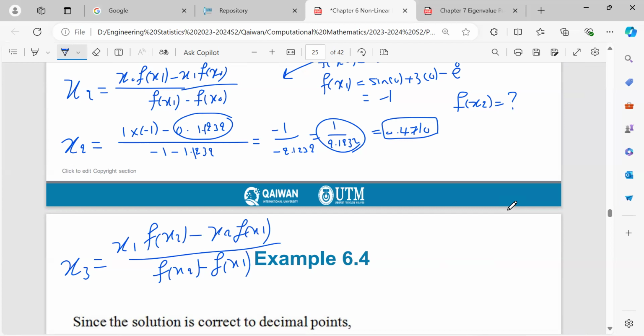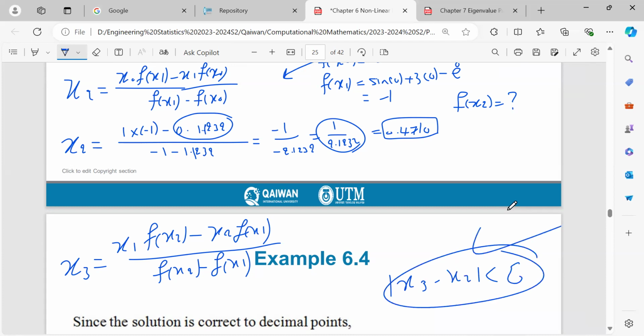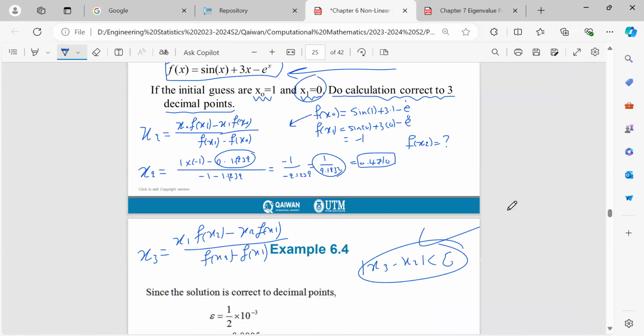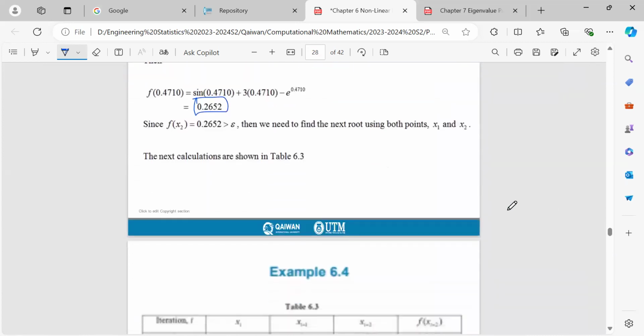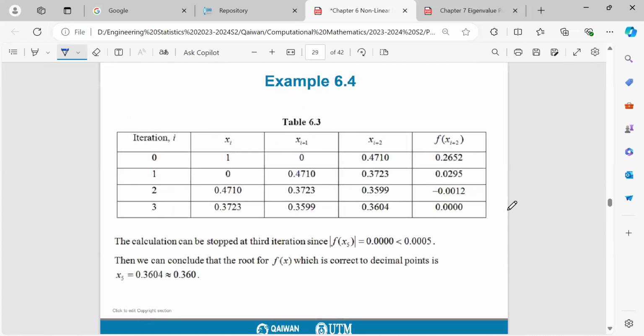Then we check if it satisfies the condition or not. If f of x3 is less than the epsilon, or the error, we stop. If not, we continue to find x4 and so on. You could also check if x3 minus x2 is less than the error. Even if only this one is satisfied, we stop. That's it, it's done.